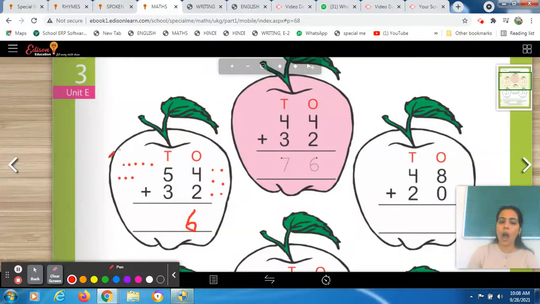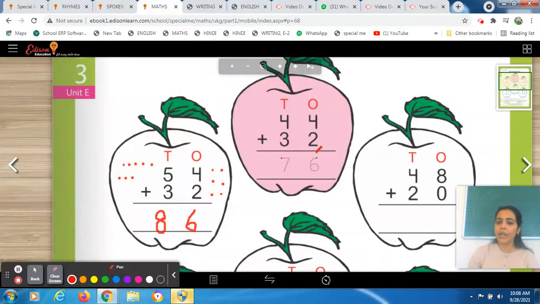Now all together, how many do you have? One, 2, 3, 4, 5, 6, 7, 8. So we have our answer, and our answer is 86. What does that mean? It means when you add 32 to your number 54, you get 86. Alright? Okay, let's do the next.